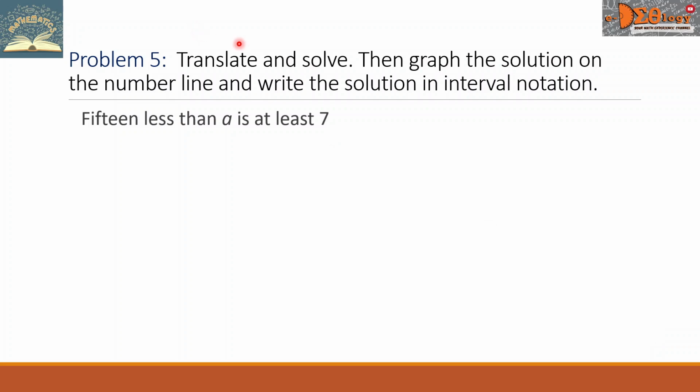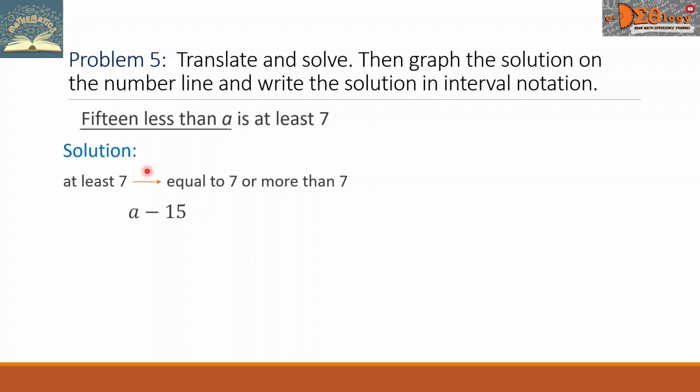Problem 5. Translate and solve. Then graph the solution on the number line and write the solution in interval notation. And the expression is here. 15 less than a is at least 7. Let's begin with this 15 less than a. This means a minus 15. Next is this word, at least 7. This means equal to 7 or more than 7. So we use this inequality, more than or equal to 7.